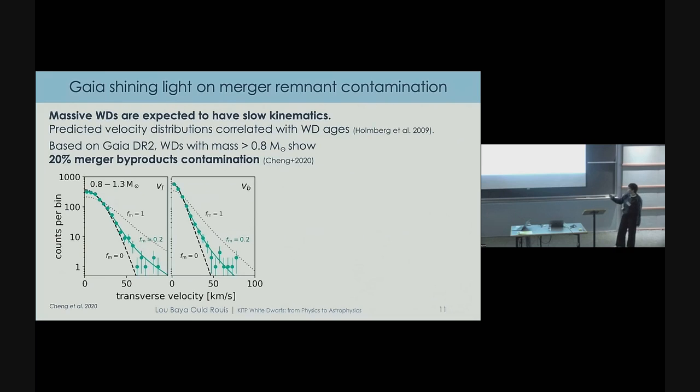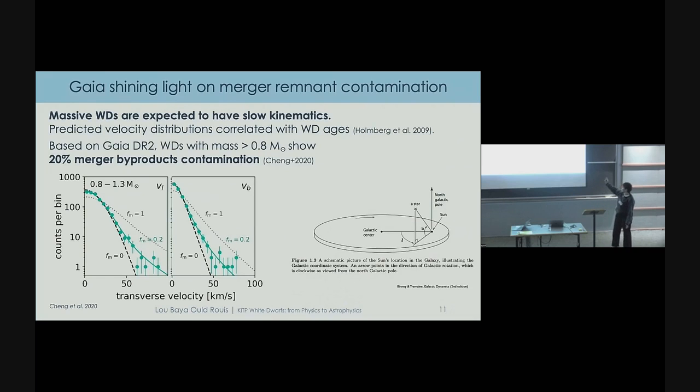If you're not used to galactic coordinates, I'm putting a little diagram here. This is VL and VB, so V_l and V_b. The dashed line corresponds to single star evolution, not assuming mergers, while the dotted line is assuming 100% merger remnants, and that's how he was able to find about 20%.